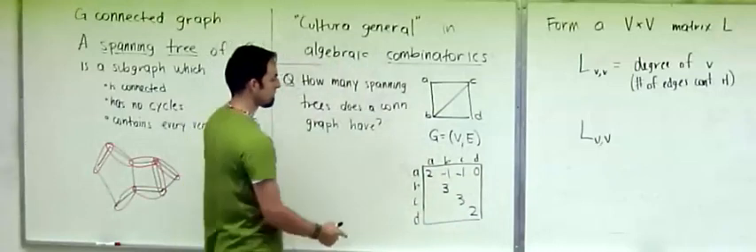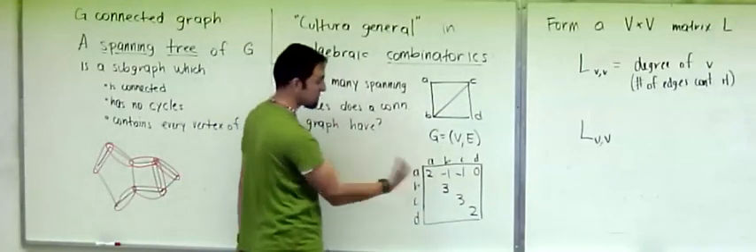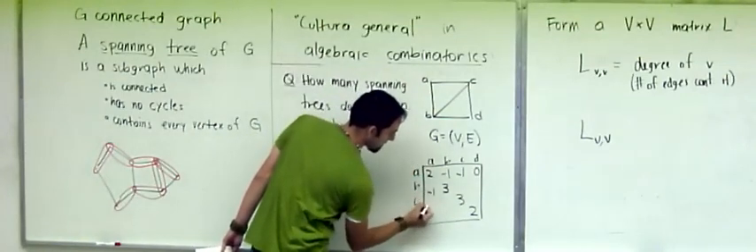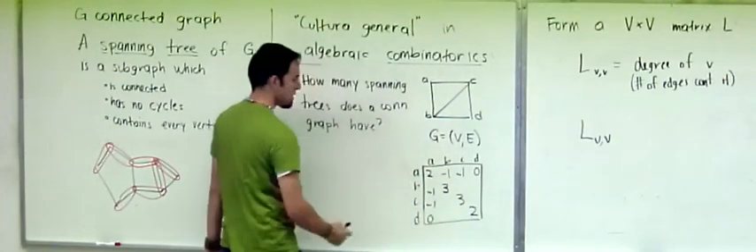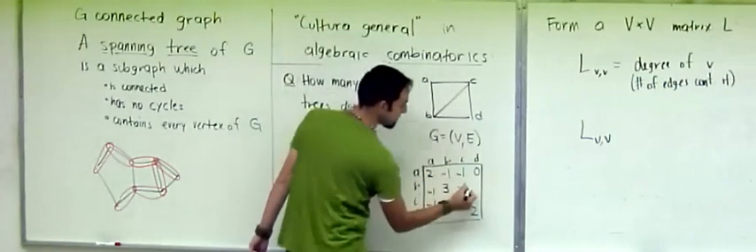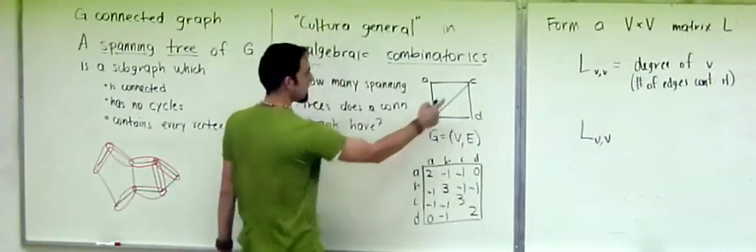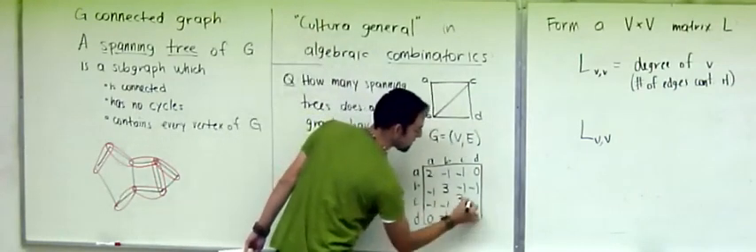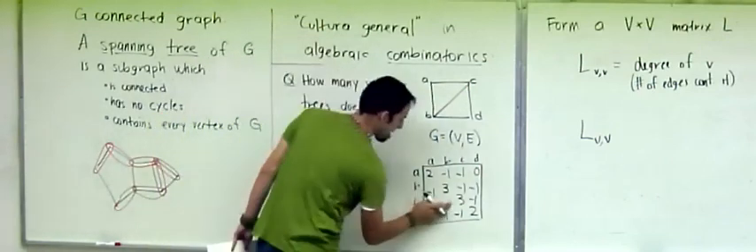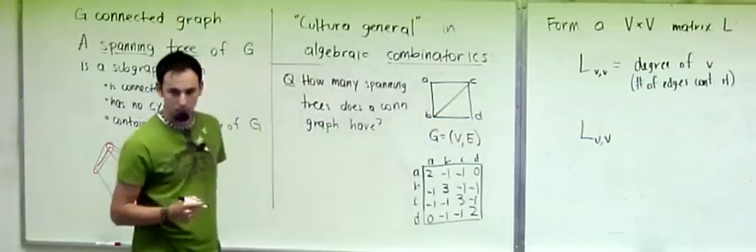Okay? Of course, this matrix is symmetric because there is an edge between A and B if and only if there's an edge between B and A. So I can put -1, -1, 0. Between B and C, there is an edge, so I put a negative 1. Between B and D, there is an edge, so I put a negative 1. And between C and D, there's an edge, so I put a negative 1, and that's my matrix.